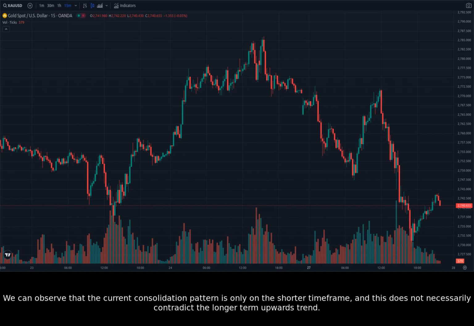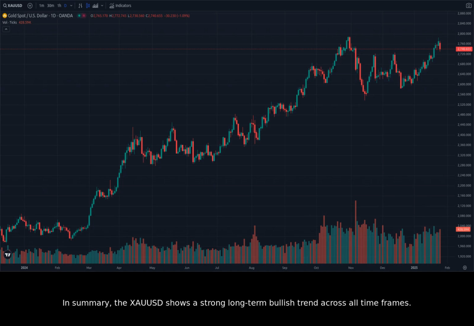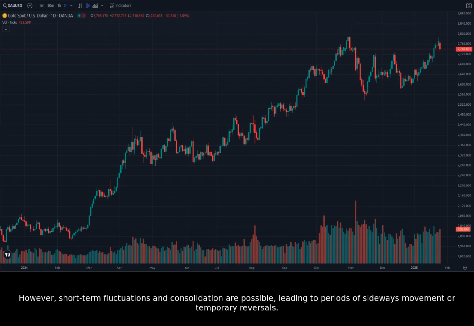We can observe that the current consolidation pattern is only on the shorter time frame, and this does not necessarily contradict the longer-term upwards trend. In summary, the XAUUSD shows a strong long-term bullish trend across all time frames. There's strong evidence that the XAUUSD is headed for new highs. However, short-term fluctuations and consolidation are possible, leading to periods of sideways movement or temporary reversals.